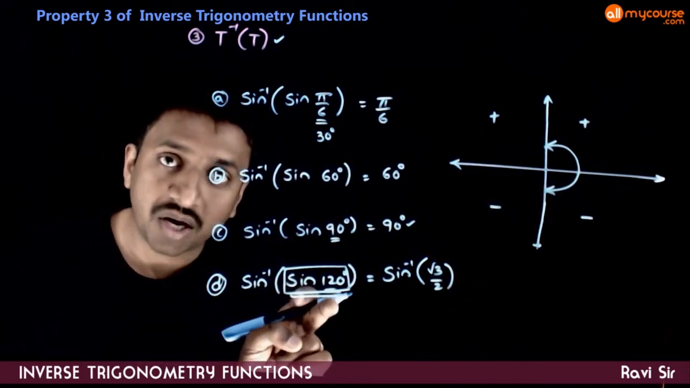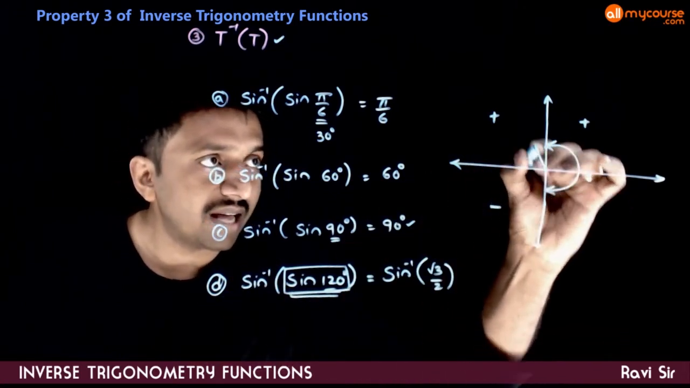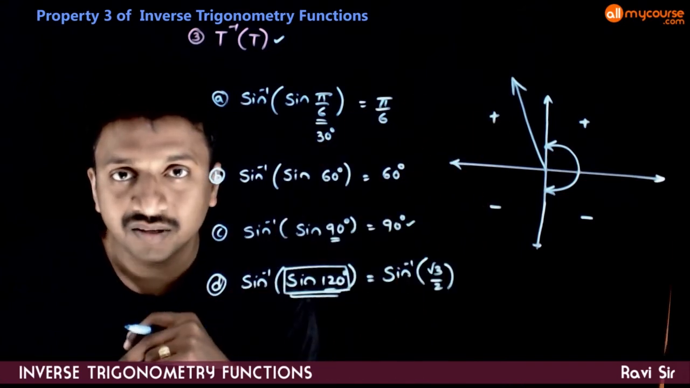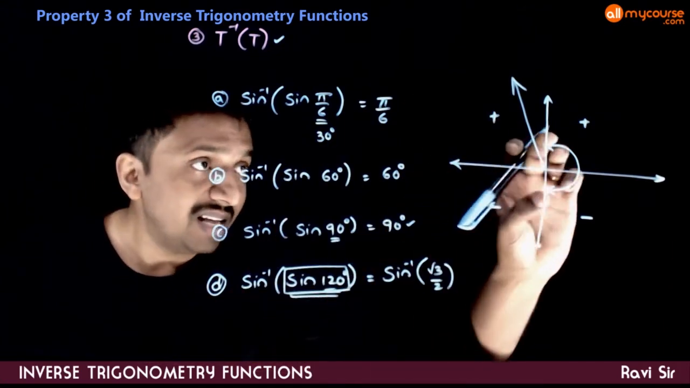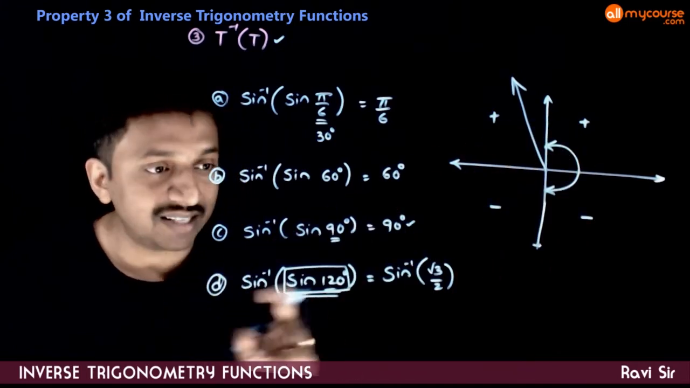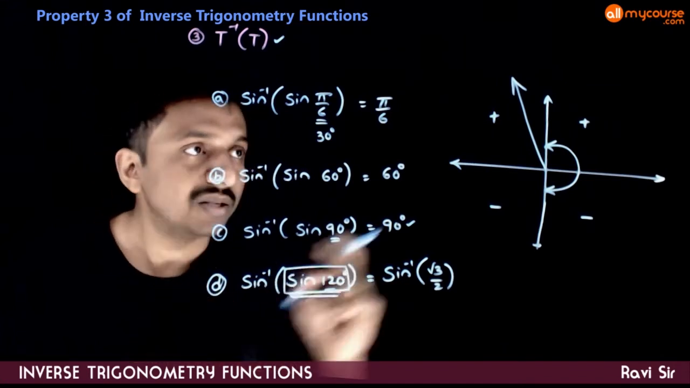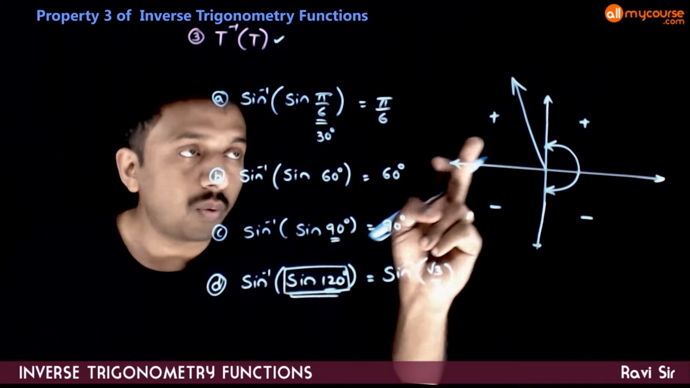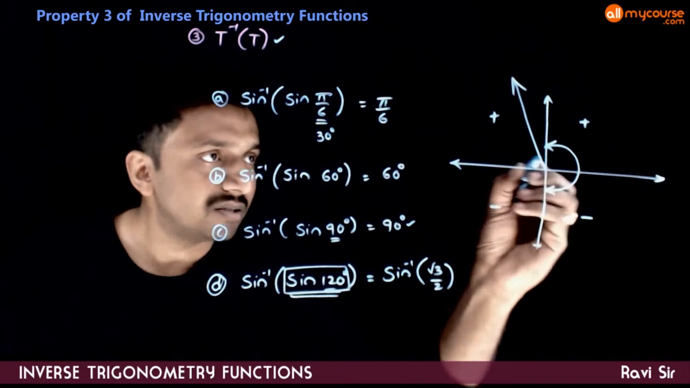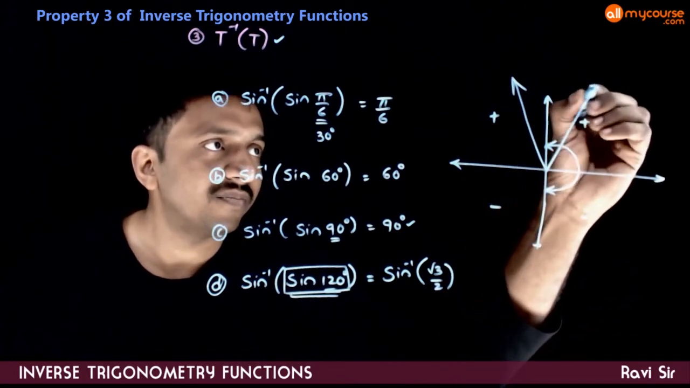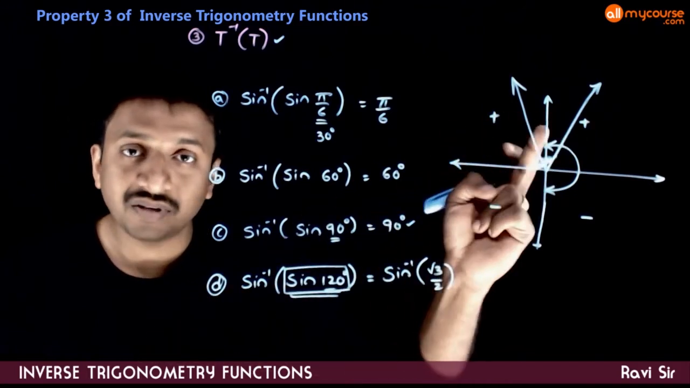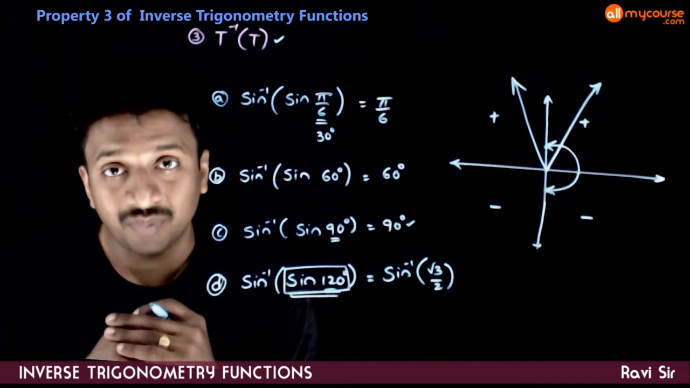So if you have sine 120 degrees, 120 degrees lies somewhere here. So we know that sine 120 is positive. So I want an angle in the range minus 90 to 90 whose value of sine is exactly the same as sine 120. So what is the allied angle where sine has the same value as sine 120? The allied angle lies somewhere here. So these two angles will have the same value of sine. Both are positive, so they have the same sign also.